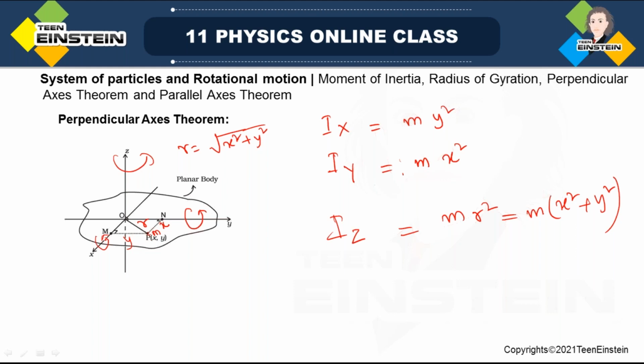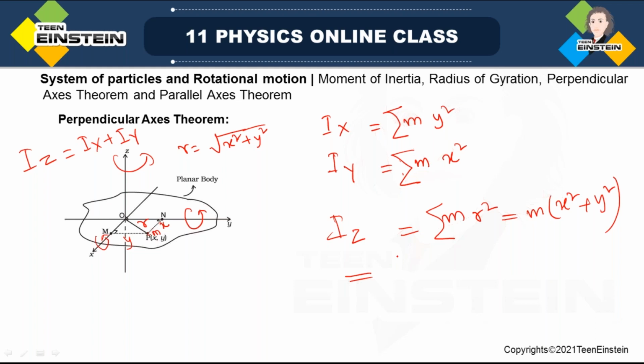Now, if I want to calculate the moment of inertia of this whole planar object about the x-axis, you just take the summation of this. About the y-axis, just take the summation, and for the moment of inertia of the whole object about the z-axis, you take the summation. Then, according to our perpendicular axis theorem, you have to find that Iz is equal to Ix plus Iy. This you have to prove.